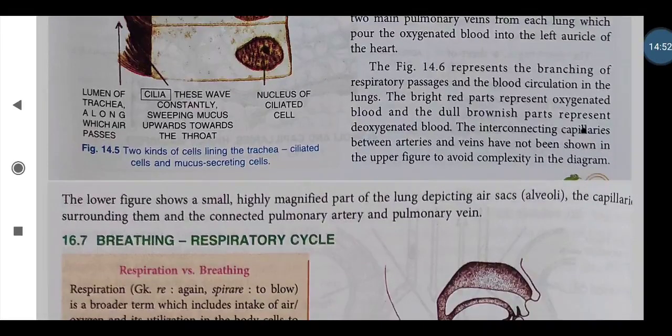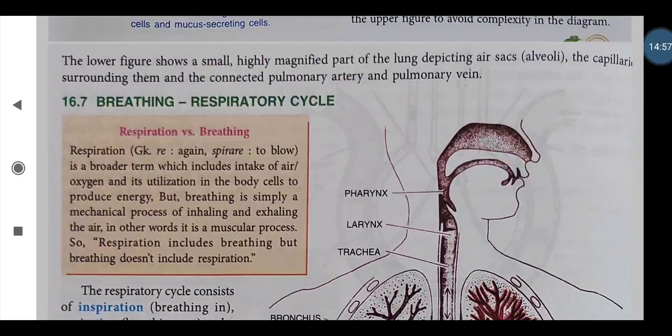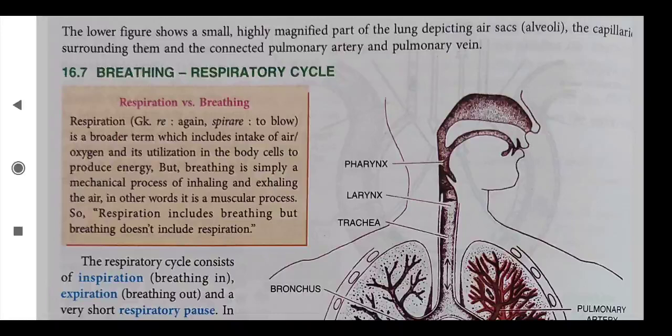Fine. Now, let's come to breathing. What is breathing? You know, breathing and respiration are two different things. Respiration is the broad term which includes intake of oxygen and its utilization in the body cells to produce energy. But breathing is simply a mechanical process of inhaling and exhaling the air.